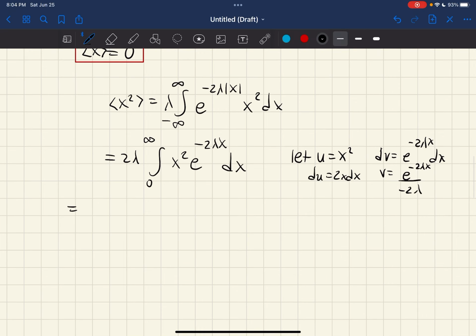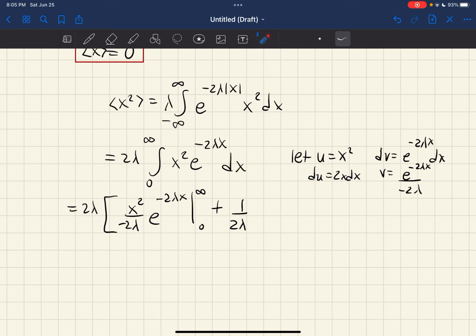So this becomes 2 lambda times u times v, which is x squared over minus 2 lambda, e to the minus 2 lambda x. This is evaluated from 0 to infinity, minus the integral of v du, and v is minus 1 over 2 lambda times e to the minus 2 lambda x. So this is going to become plus 1 over 2 lambda. And from the du term, there's a 2 right here. So this 2 will cancel with this 2, and we'll be left with 1 over lambda times the integral from 0 to infinity of x e to the minus 2 lambda x dx.